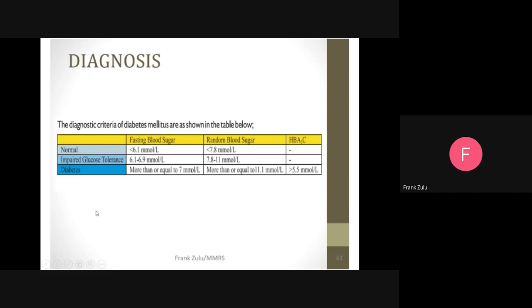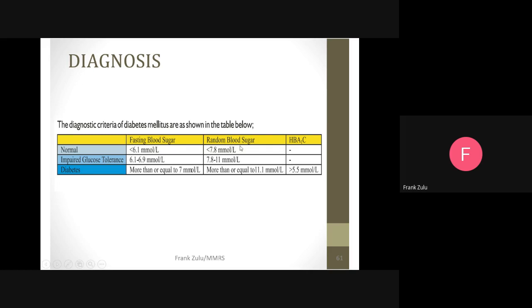Now, just to advance a bit, you should know when someone is fasting. For example, I haven't eaten, like myself, I haven't eaten for maybe 8 hours up to now. That is called fasting. If someone measures my blood glucose, it will be called fasting blood sugar. Fasting just means this person hasn't eaten for a long time, and if you were to measure glucose in their blood, how much is it expected to be? So they are saying the normal should be less than 6.1 if the person was fasting.